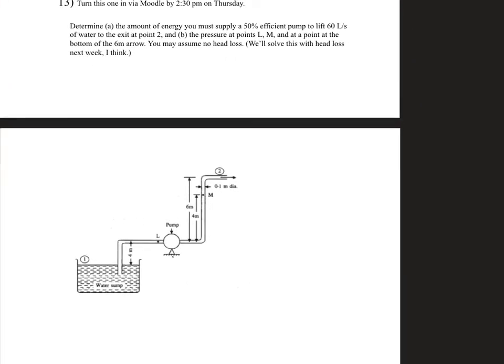Okay, determine the amount of energy you must supply a 50% efficient pump. So if we get into our givens, this tells us that eta is 0.50, and to lift 60 liters per second. If you convert that, that's 0.060 cubic meters per second, to the exit at point 2. That's open to the atmosphere right here. And the pressure at points L, M, and a point at the bottom of the 6-meter arrow. I'm going to call this point N, and we'll do them in order.